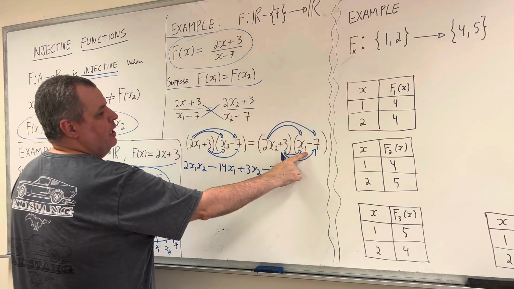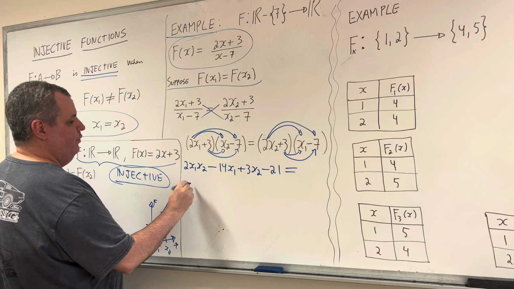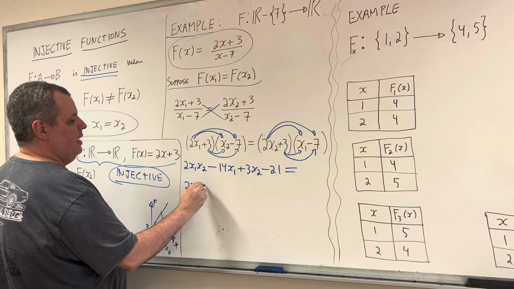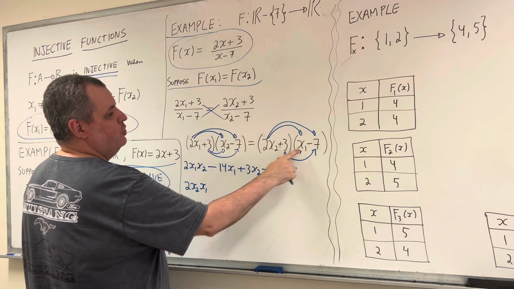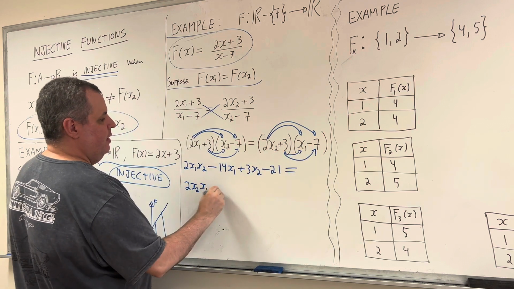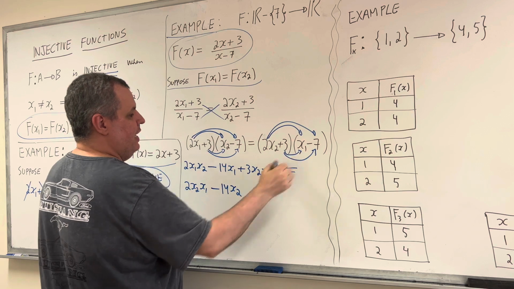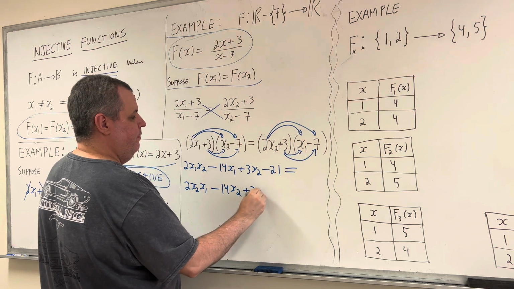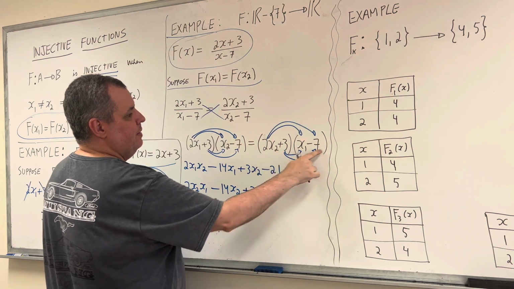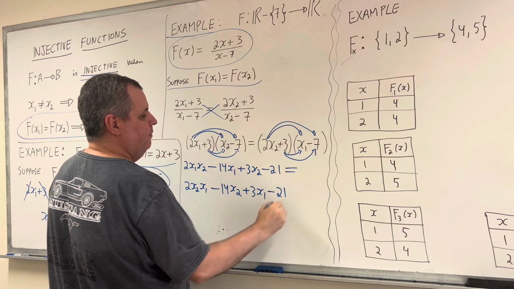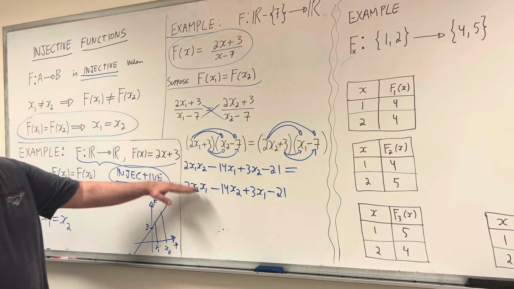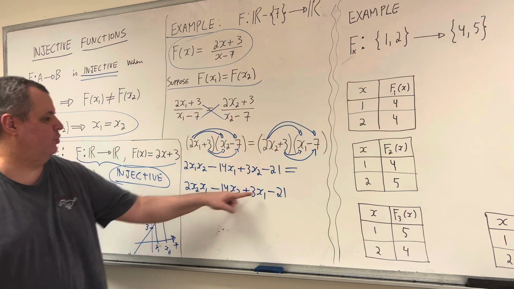2x2 times x1, it's going to be 2x2 times x1. Then 2x2 times minus 7, minus 14x2. 3 times x1, 3 times minus 7. So I have this equation here. This bit equals to that.